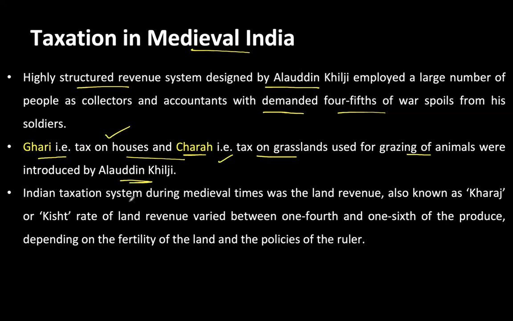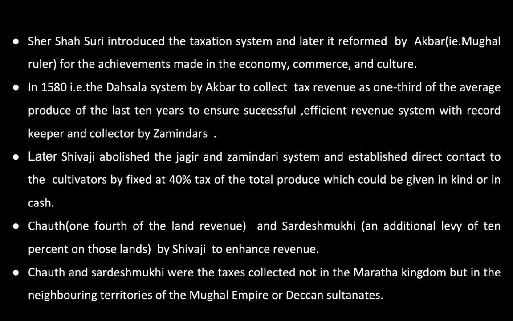So the Indian taxation system during the medieval times was majorly land revenue, also known as kharaj. All these terms are very important. Firstly, kisht and kharaj. These were different taxes. Their value varied between 1/4 and 1/6 of the produce. And land revenue has been one of the major topics of debate and even issues during the modern times also, when we saw the East India Company's rule in India.